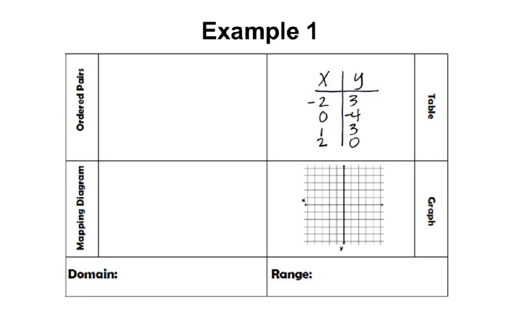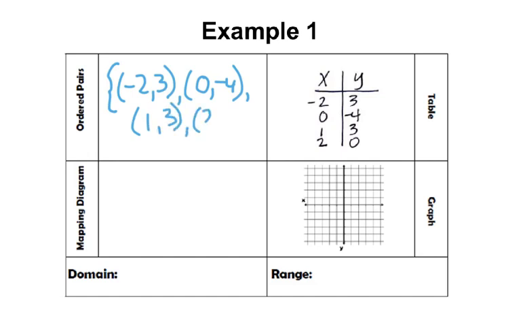Okay, so now that we have it in table form, usually ordered pairs isn't too tricky to go to right after. And so remember, we start those with our curly bracket, and then x comma y makes a point for each pair. So parentheses -2 comma 3, 0 comma -4, 1 comma 3, and 2 comma 0, and then another curly bracket. So that's how we would represent it as ordered pairs.